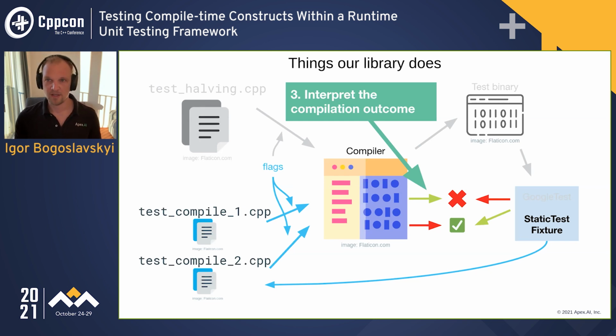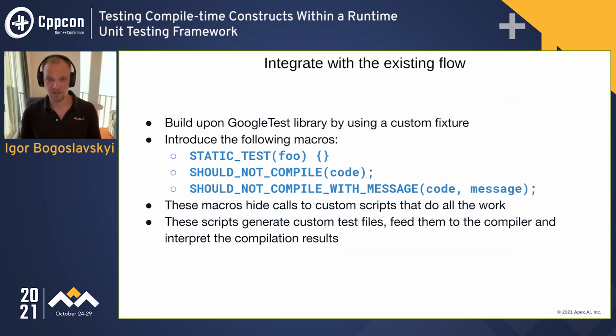Now the question is, of course, how exactly that can be done, so let's look even more into details here. We build upon the GoogleTest library, as you've already understood, by using a custom fixture, which we will look at 1 or 2 slides down the line. And we introduce the following macros. We have the static test macro that wraps our test, and we have the should not compile and should not compile with message macros that are able to test if something is compilable or not.